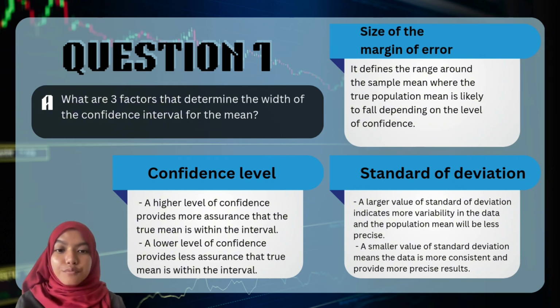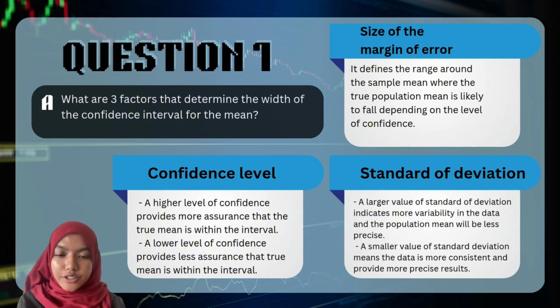Second would be the size of the margin of error. The margin of error is the amount added to and subtracted from the sample mean to make the confidence interval. If the margin of error is large, the interval will be wide, meaning less precision. If the margin of error is small, the interval is narrow and more precise. The margin of error depends on the confidence level, the sample size, and also the standard deviation.